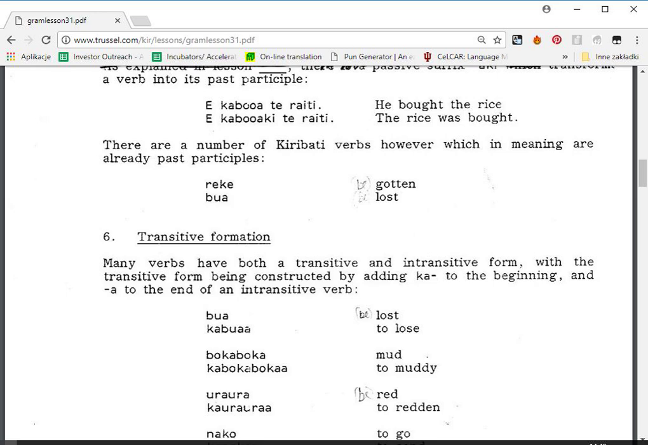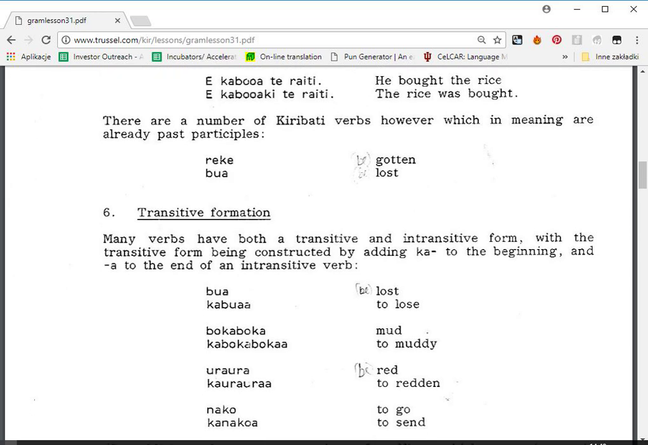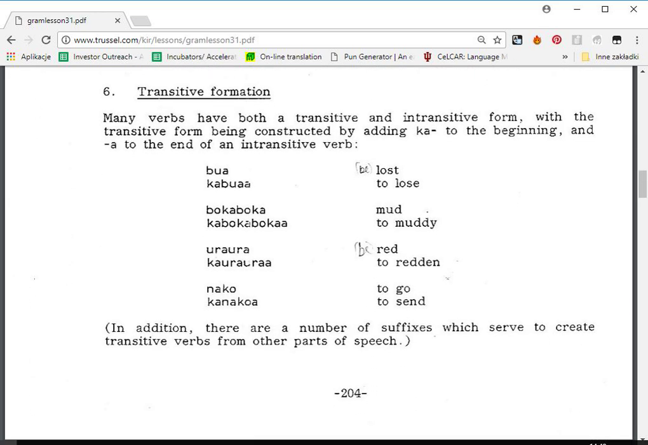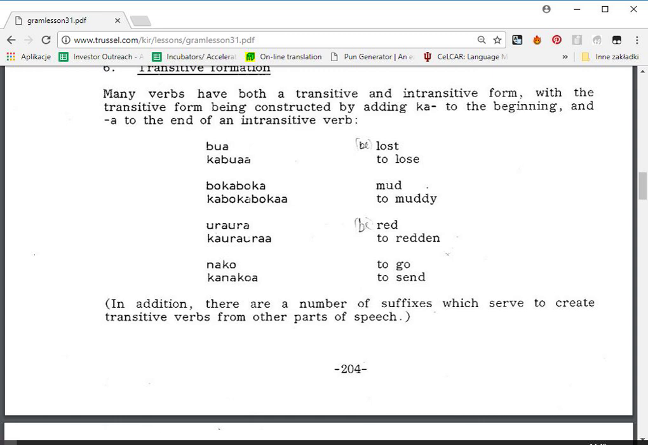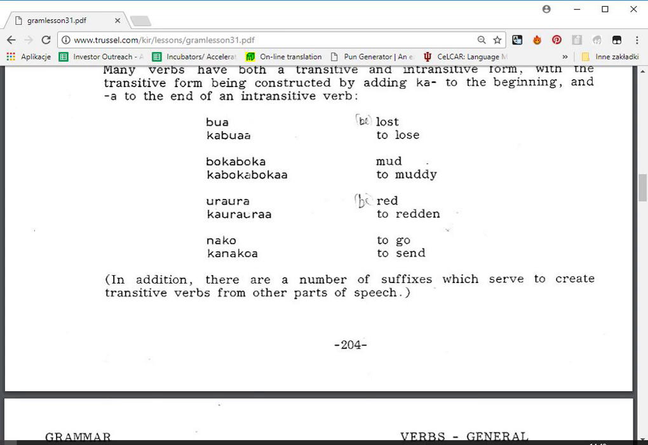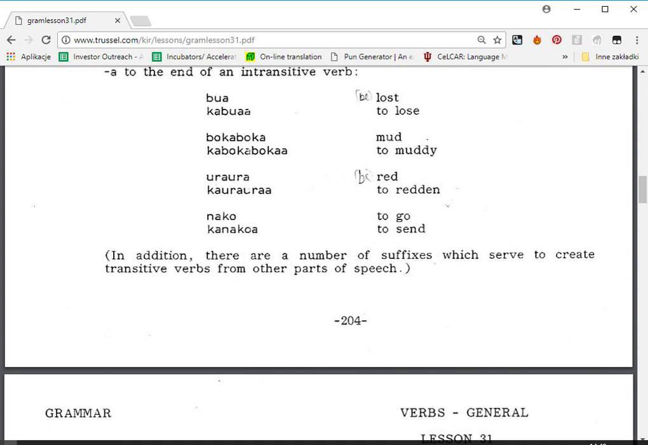So, reke, gotten, bua, lost. Transitive formation. Many verbs have both a transitive and intransitive form, with the transitive form being constructed by adding ga to the beginning and a to the end of an intransitive verb. So, bua, lost, gabua, to lose. Boca boca, mud. Ga boca boca, to muddy.